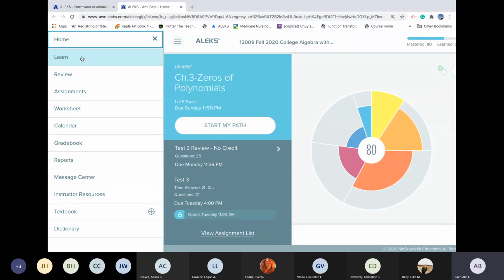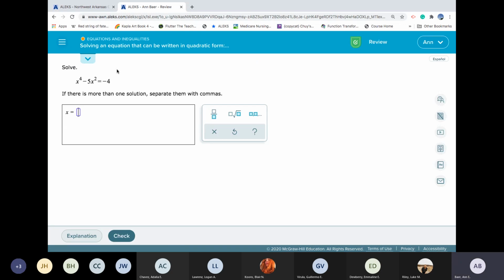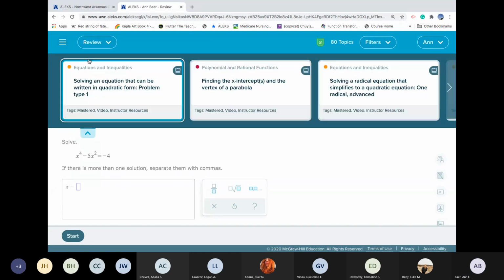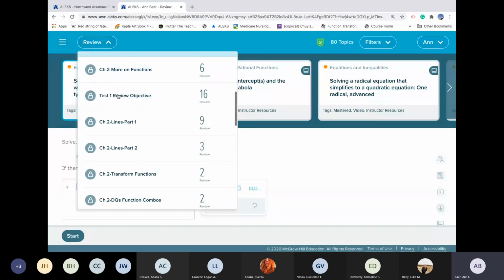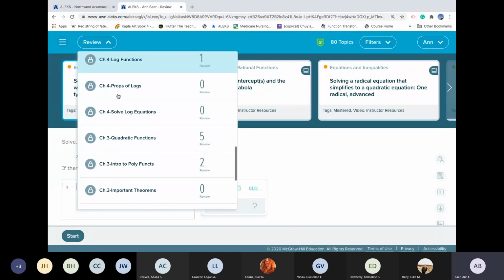So learn mode and review mode work the same, but let me just show you review mode for a moment to make sure everybody understands how to navigate it. I click on review mode, and there's this drop down here. I'm going to click on it. And then you see review mode up here. I'm going to click on that, and it's got all of the objectives. And you can click on whatever one you want to work on or review.